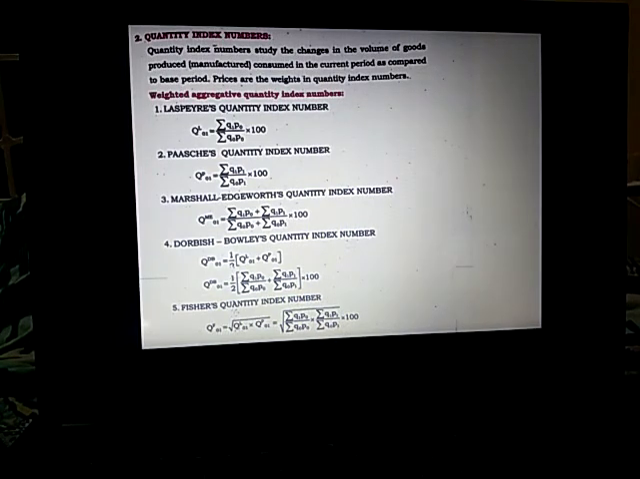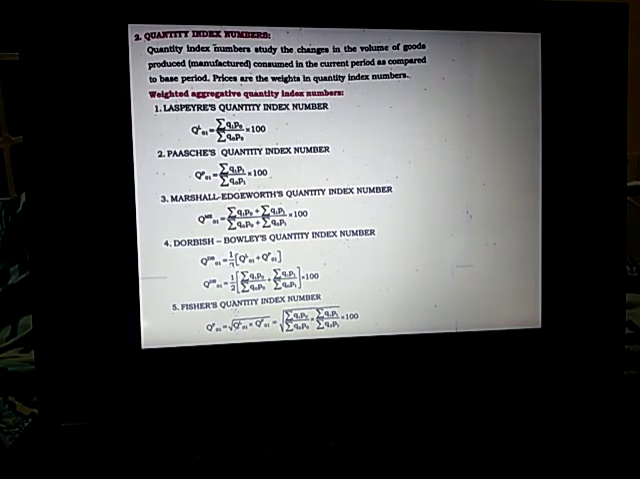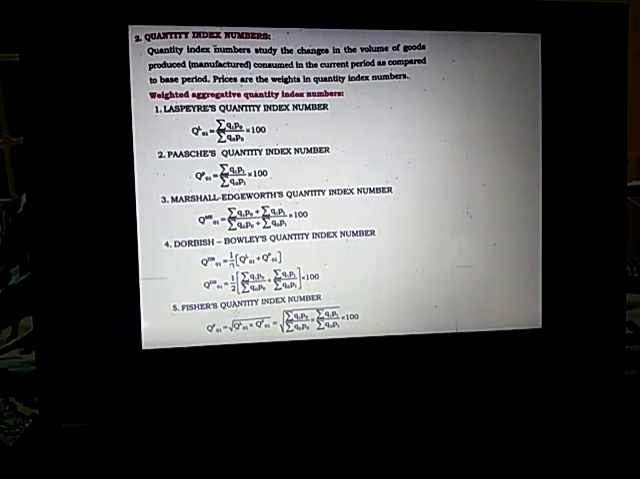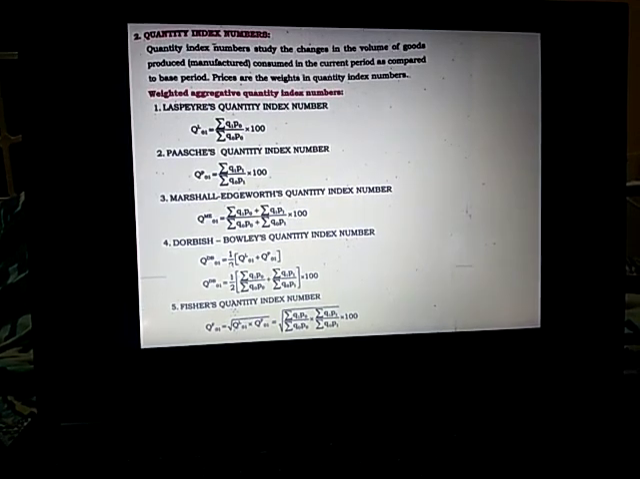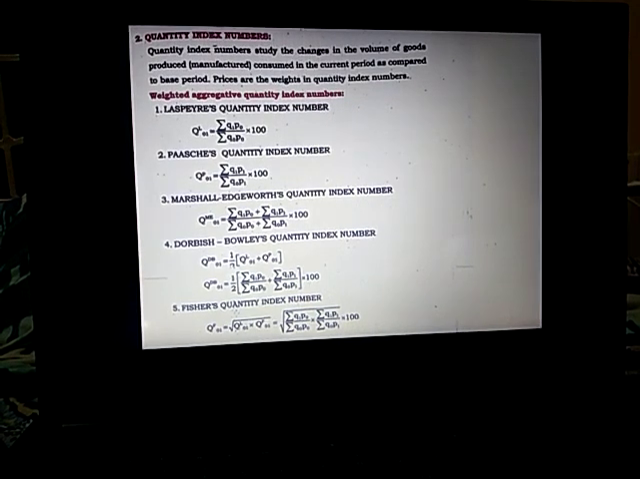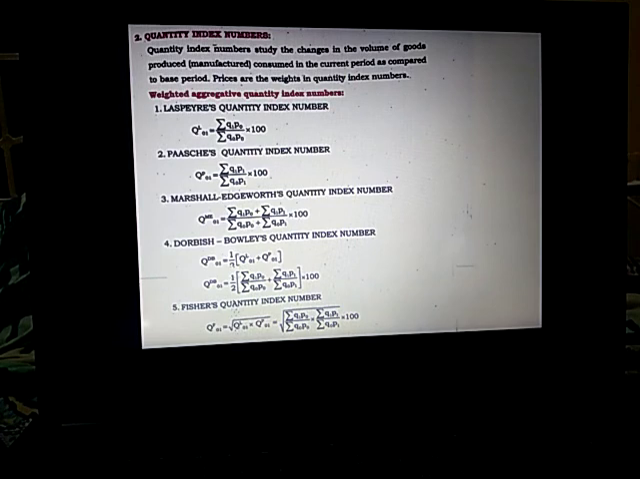Dorbish-Bowley's quantity index number is half into Laspeyres quantity index number plus Paasche's quantity index number, that is half into summation Q1 P0 divided by summation Q0 P0 plus summation Q1 P1 divided by summation Q0 P1 into 100. The last one, Fisher's quantity index number, Q to the power F, is root under Laspeyres quantity index number into Paasche's quantity index number, that is root under summation Q1 P0 divided by summation Q0 P0 into summation Q1 P1 divided by summation Q0 P1 into 100.